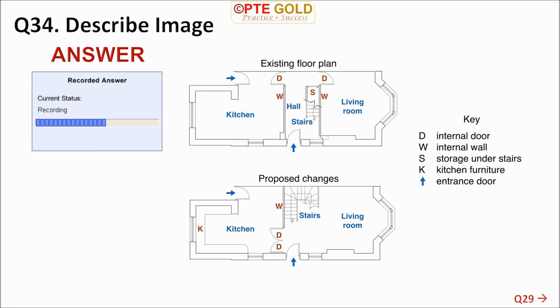New plan also consists of kitchen furniture. In conclusion, under the new plan this apartment looks much more spacious. However, the concealed storage under the storage will not be available for the residents.